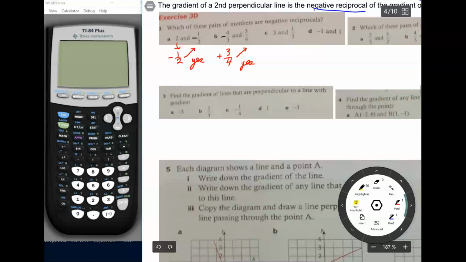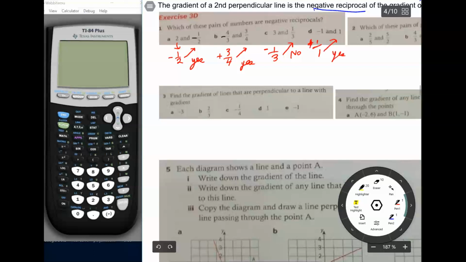What about 3 and 1/3? If we take the reciprocal of 3, we get 1/3, and then if we take the negative of it, it's negative 1/3. Is that the same? No. What about negative 1 and 1? This one's a little bit tricky. If I take negative 1 and invert it, I get negative 1 over 1, and then I take the negative of it, it's going to be positive, right? So positive 1 over 1. And I check to see if it's the same. It is the same. Okay?